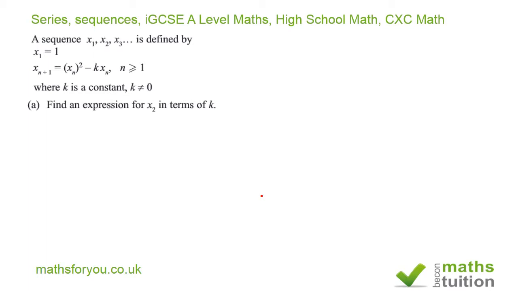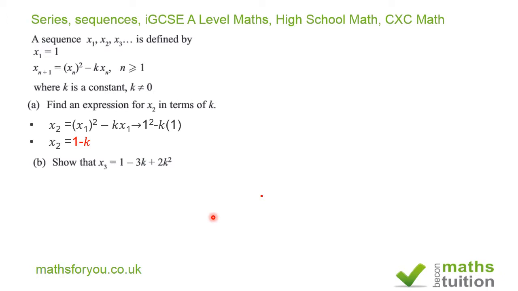Now x sub 2 will be x sub 1 all squared minus k times x sub 1. And when you simplify, you end up with 1 squared minus k times 1, because x sub 1 is 1. So that then means that x sub 2 will be equal to 1 minus k, and that's x sub 2.